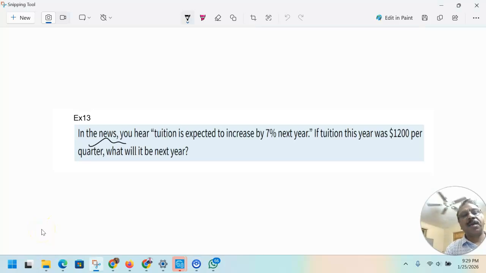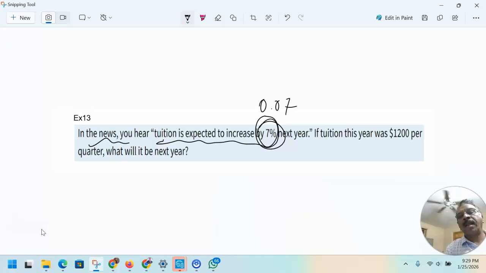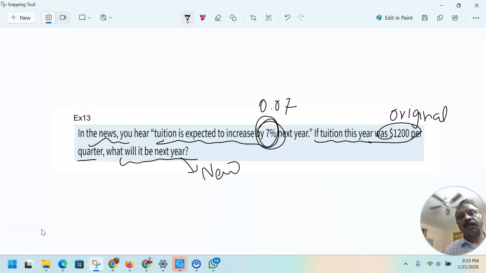Now this example is about tuition fee expected to increase by this percent, which is 0.07. If the tuition this year was the original one, it's like a bill in a restaurant sometimes. What will be the next year? So what will be the new one? This is like a sales tax or the tip rate; instead you are using this number.